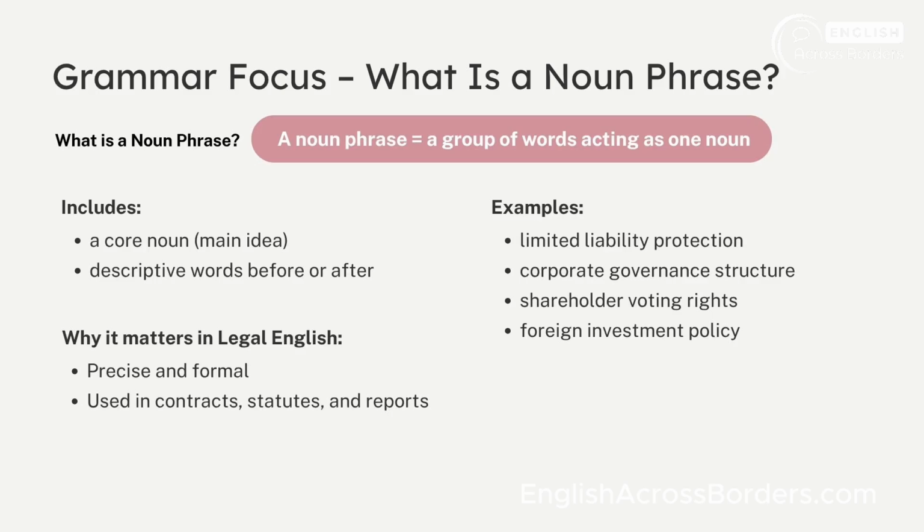Let's look at one of the most useful tools in legal English, the noun phrase. A noun phrase is a group of words that works together as one noun. It's made of two parts: a core noun, the main idea, and descriptive words that give more detail. Here's an example: limited liability protection. The core noun is protection, and the words limited liability explain what kind of protection we're talking about.